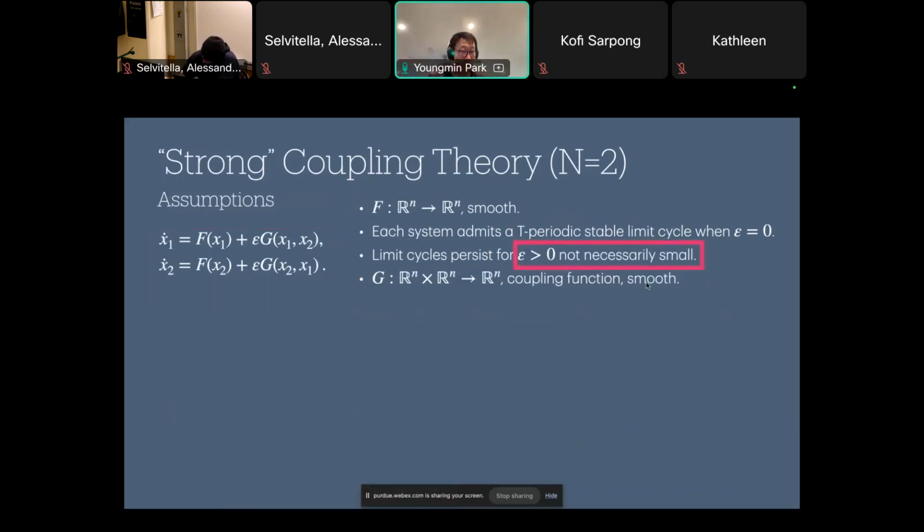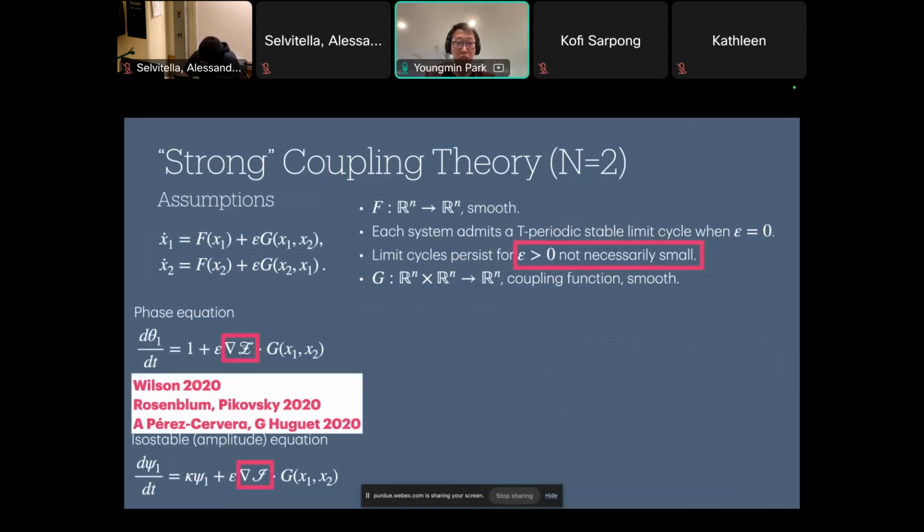Okay, so here's the proposed method, and I'll go through it again, this very high level summary of all of it. The assumptions are exactly the same as before. The system is exactly the same as before, but now epsilon is not necessarily small. So we do have to derive not only a phase equation, but something called an isostable equation. Intuitively, this describes the amplitude off of the limit cycle. And there are a lot of different ways to do that.